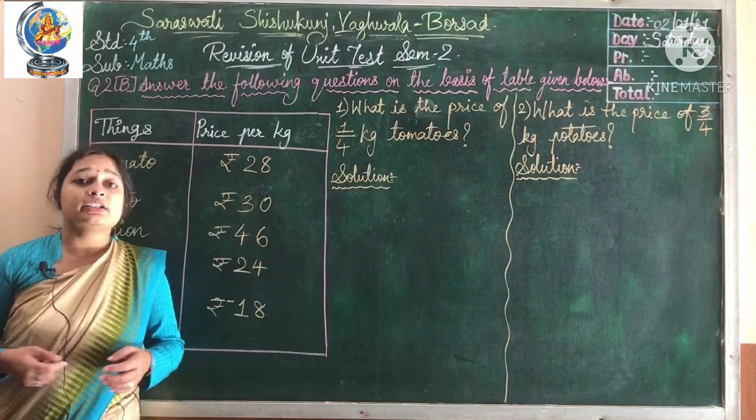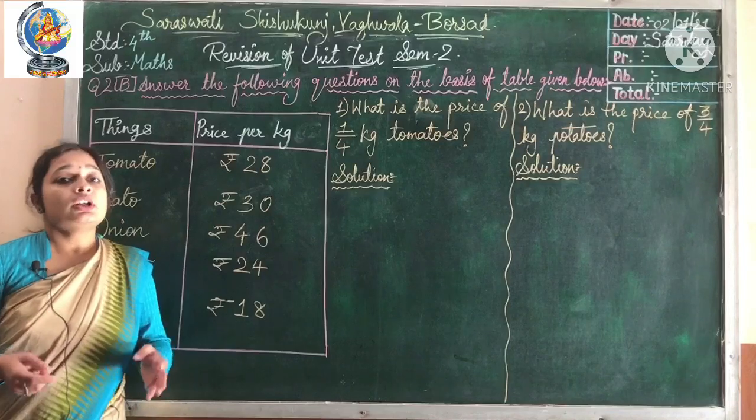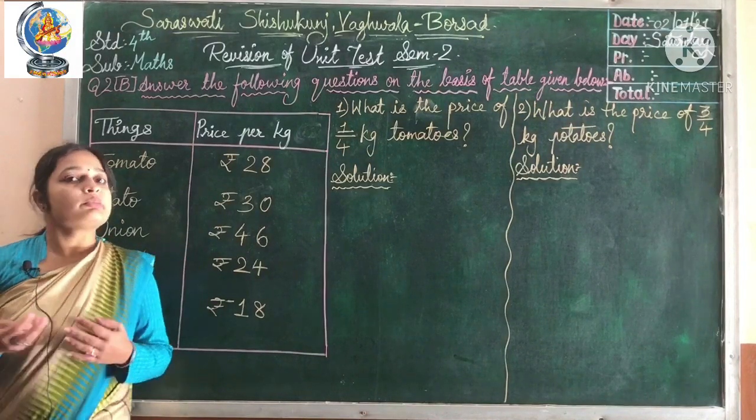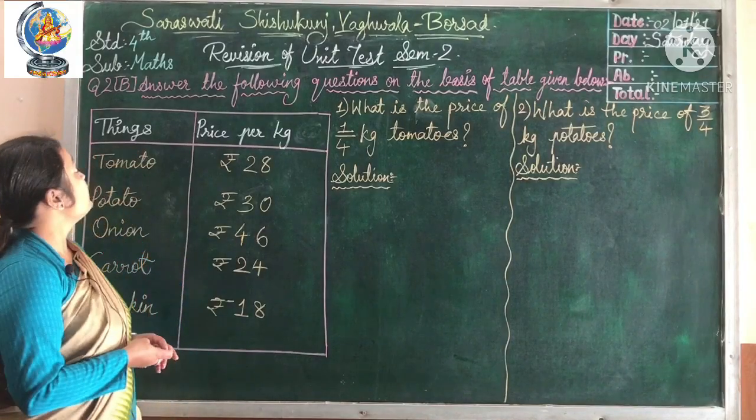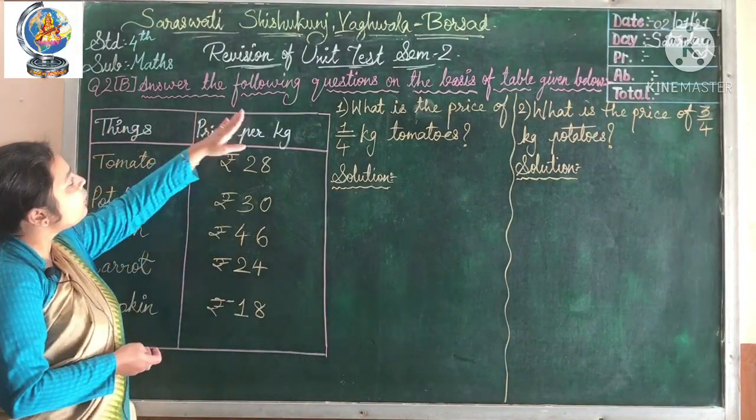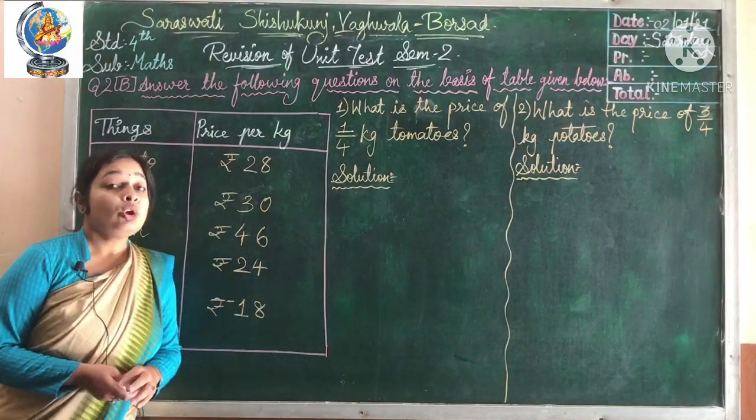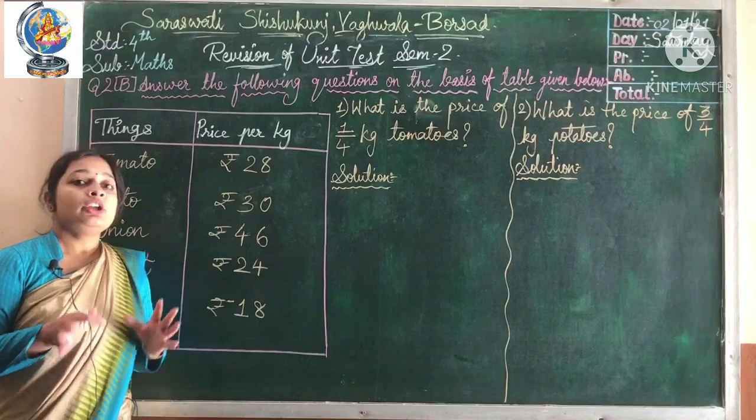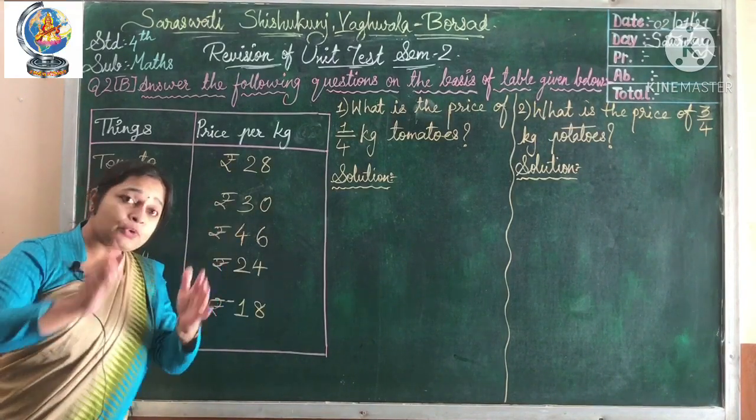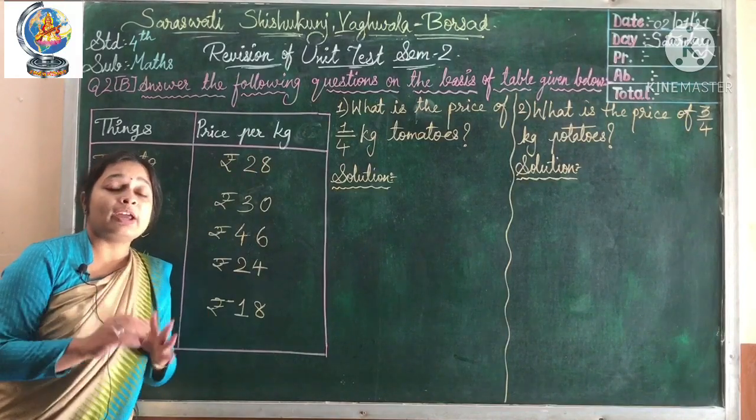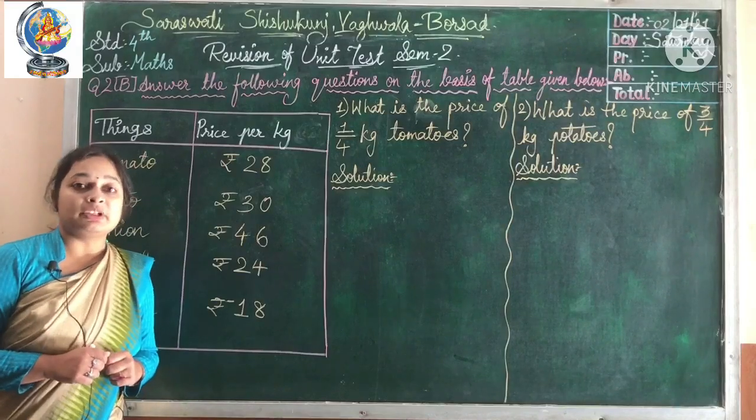As you all know, we are still doing the revision for the unit test. Now we are going to come to question number 2B, the last question of the revision. Let's see question 2B. Answer the following questions on the basis of the table given below. What will be there in the question? You will have a table like this, and after that a few questions will be given to you. You have to solve those questions on the basis of this table.